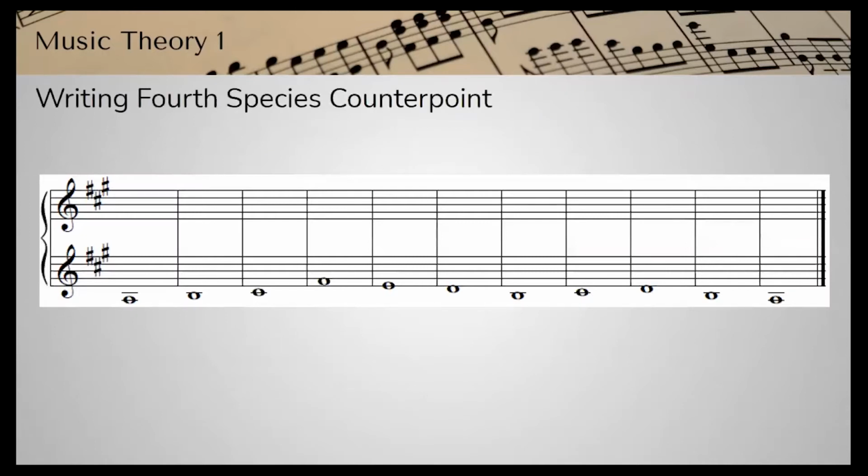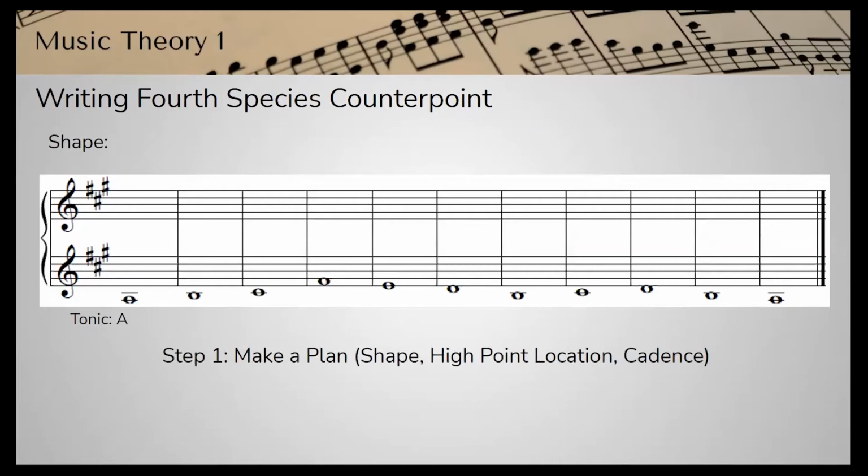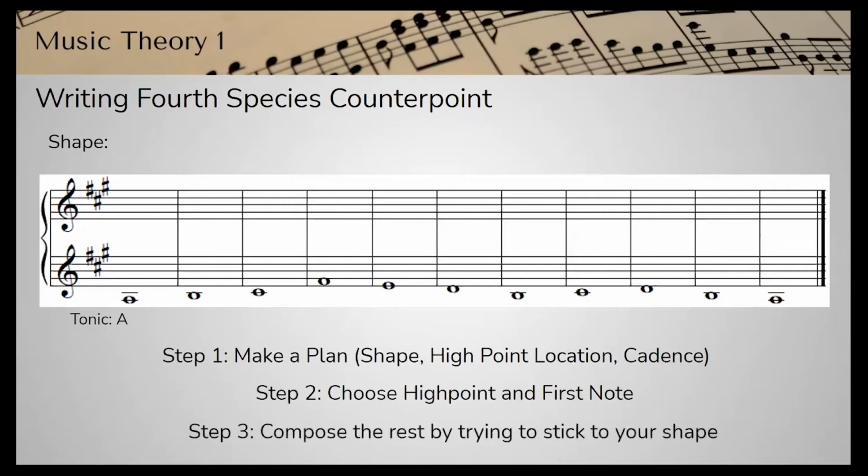All right, so here's our example for this video. And I'll go ahead and play this for you. But this is in the key of A. We want to follow the same step-by-step method we had before, which is to make a plan, which involves writing the shape, choosing the high point location, and writing the cadence. And then we want to choose our high point note and our first note. Then we want to compose the rest and do our best to stick to the shape that we want to follow. All right, so let's play this first and then work on writing the counterpoint.